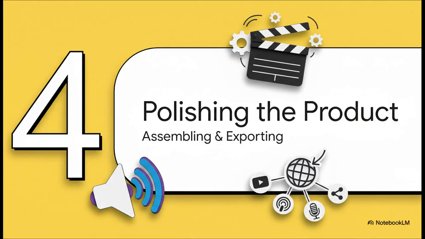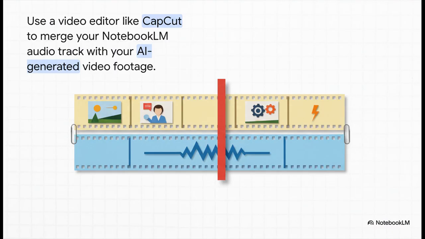Okay, we are in the home stretch now. We've got our audio, we've got our visuals. Now it's time to put it all together and make sure the final product is polished and technically perfect for whatever platform you're going to share it on. So you just pop open an editor, something like CapCut, and this is where you bring it all together. You take that audio track from Notebook LM, lay it over your visuals from InVideo or your image generator, and you get full creative control back. You can sync the pacing and make sure the visuals hit at just the right moment to maximize the impact.